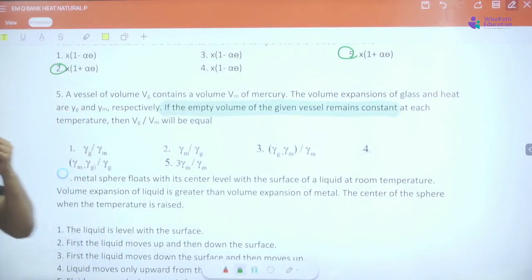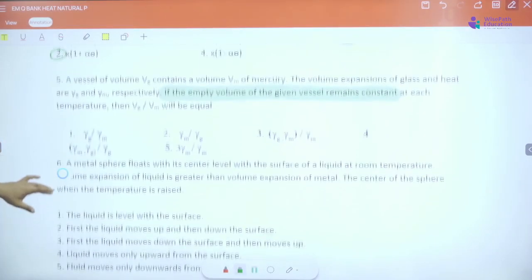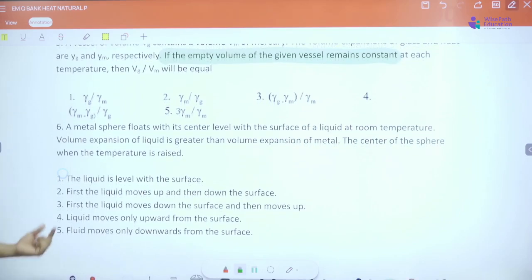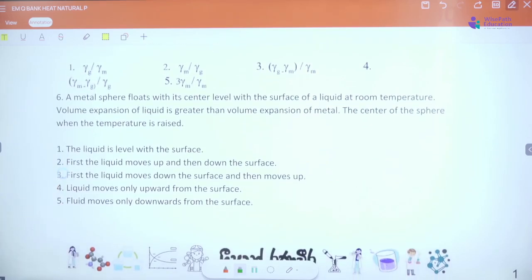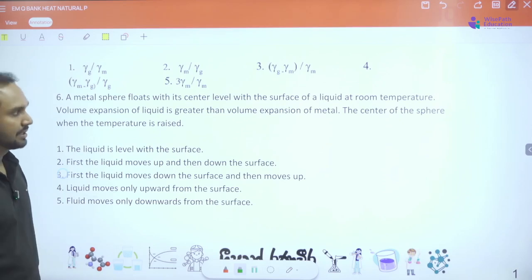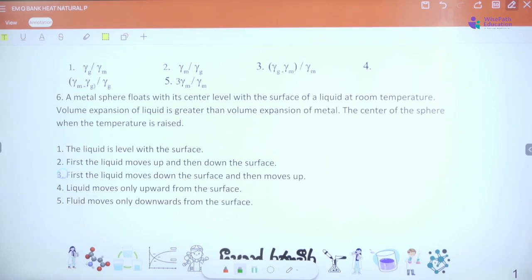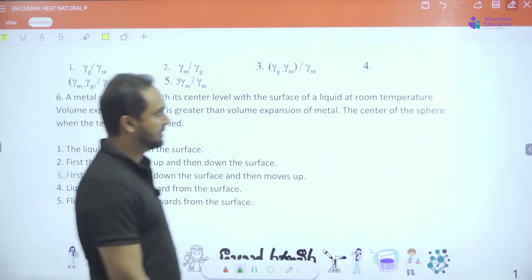Right, come to question number 6. A metal sphere floats with its center level with the surface of a liquid at room temperature. Volume expansion of liquid is greater than volume expansion of metal. The center of the sphere when the temperature is raised, right?